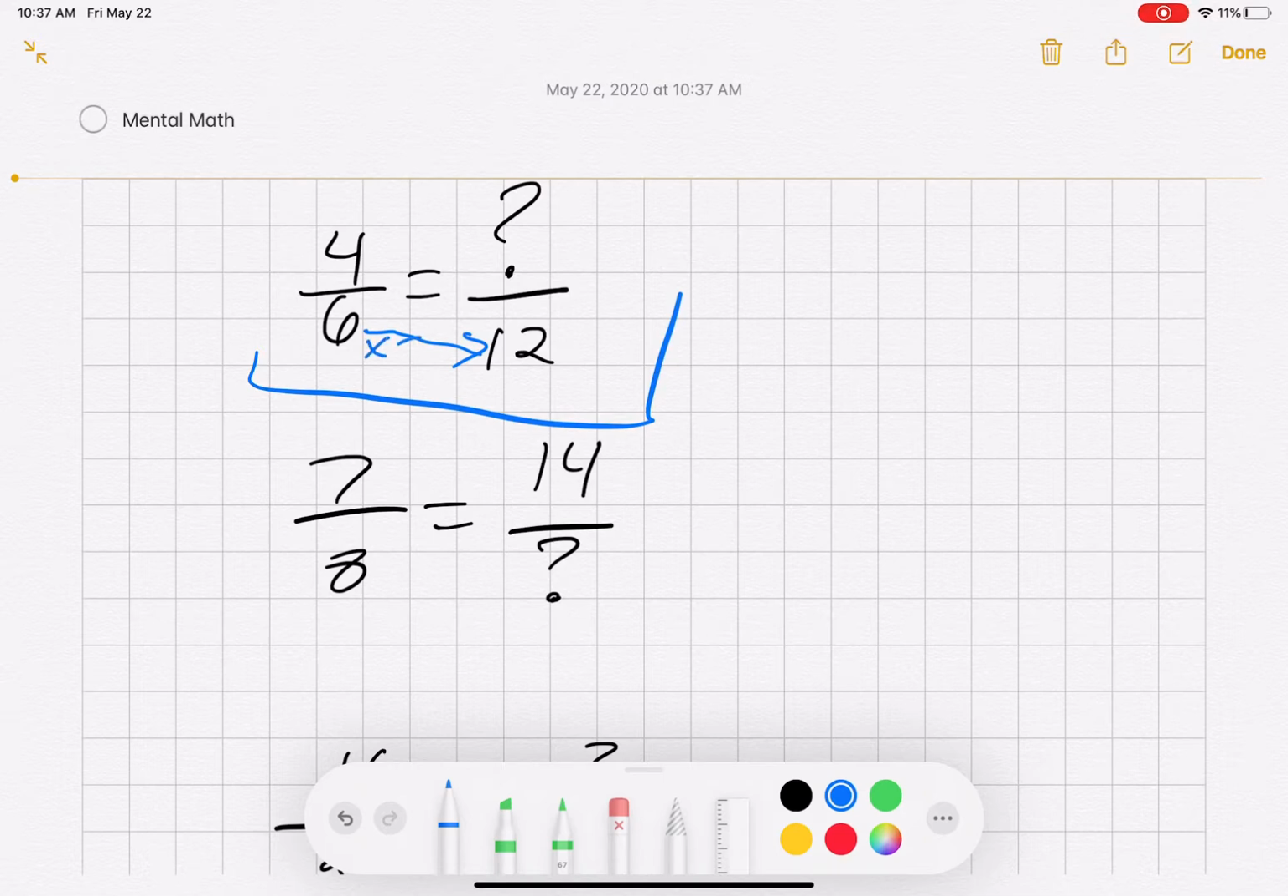So yeah, I doubled it. So I multiplied it by 2. So if I'm multiplying the bottom by 2, I need to multiply the top by 2. So 2 times 4 would be 8.